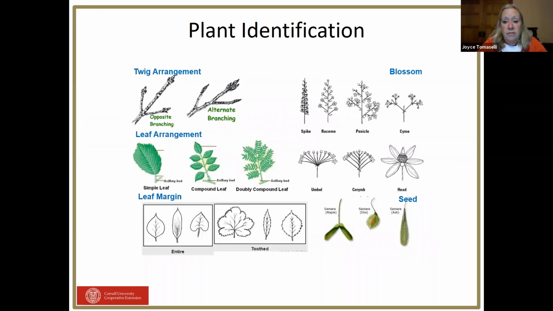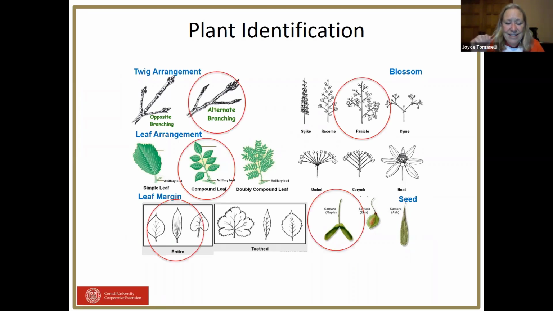We talked about plant identification, in this case a tree, and we talked about twig arrangement, leaf arrangement, leaf margin, the blossoms, and the seeds. Did I do this right? Yes. So tree of heaven has alternate branching, a blossom, which is a panicle, and I'll show you each of these. It has a compound leaf, and the leaf margin is smooth, it's entire, and the seeds look a lot like a maple seed. They are called a samara.